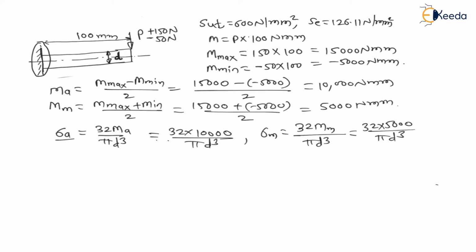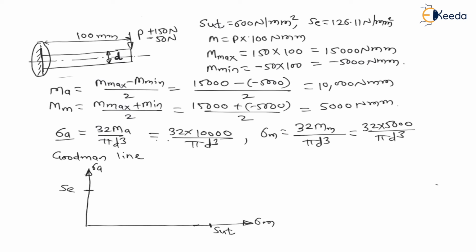Now draw the Goodman diagram. Let us say I will solve this question with the help of the Goodman line. On the y-axis there is the stress amplitude, and on the x-axis there is the mean stress sigma m. On the y-axis we plot SE, the endurance strength, and on the x-axis we plot SUT, the ultimate tensile strength. Let us say this point is A, and on the x-axis there is a point B. Join A to B. This line is the Goodman line.